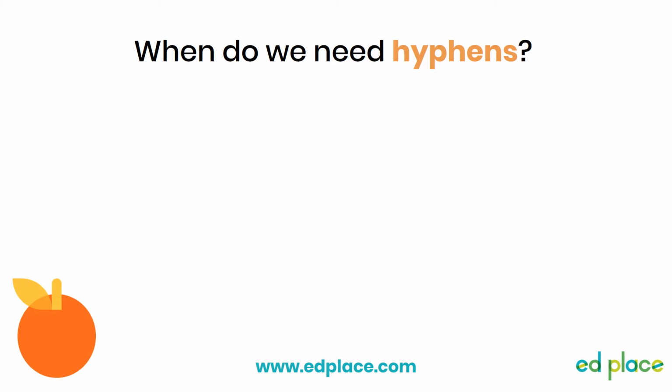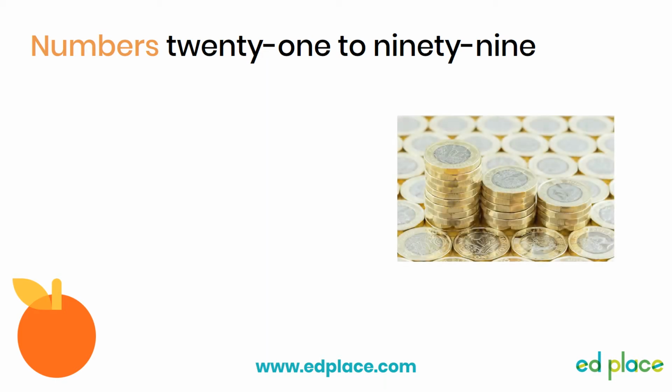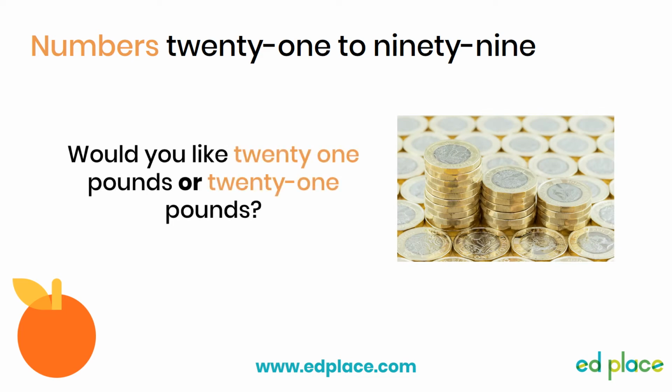Let's start with hyphens. When are they needed? The first rule is using hyphens for the numbers 21 to 99. It's important to know as it could cost you money. For example, if someone asked, would you like £21 or £21, you should go with the hyphenated word, as this way you would get £21. The 21 without a hyphen tells us there are 20 lots of £1 coins. Therefore, you'd end up with £20. Every penny counts.